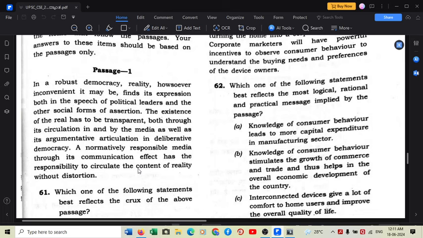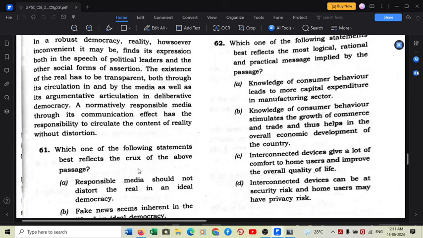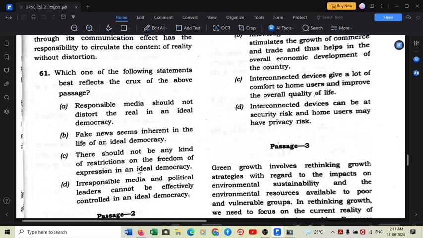It will help in the economic development of the country, but the passage is not about economic development of the country. The passage is about how profit margins can be made by corporate marketers if they observe consumer behavior more keenly. And the passage is more about home devices. It is not a generic passage on economic development. Interconnected devices, option C, interconnected devices give a lot of comfort to home users and improve the overall quality of life. So again, the passage is not talking about improvement of quality of life.